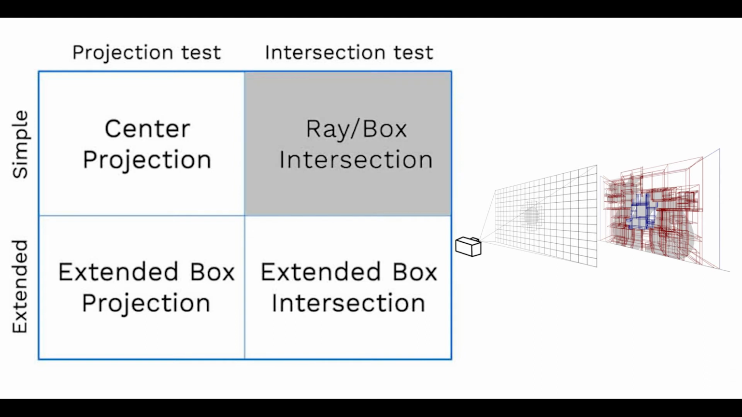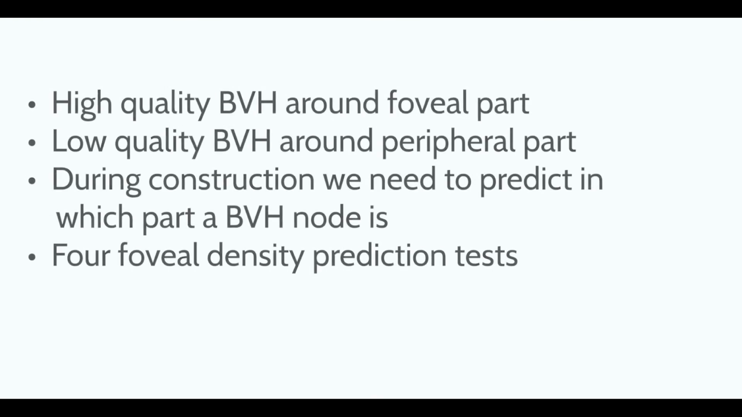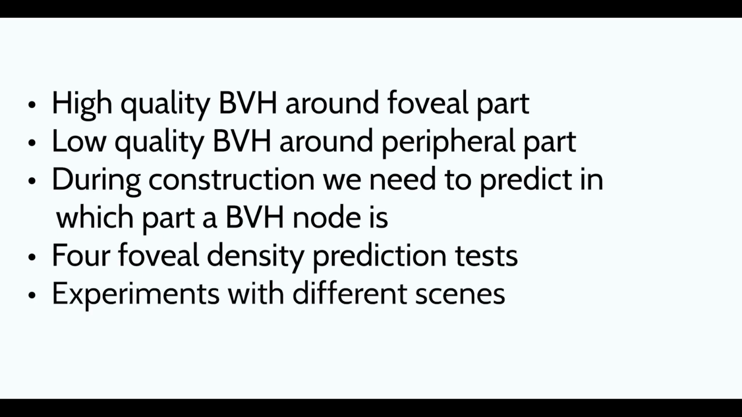For the simple intersection test, I trace a single ray through the center of the fovea, and if it has a hit with the BVH box, I would classify that box as being inside the foveal region, and else not. The extended box intersection test traces 32 rays spread randomly throughout the foveal region and tests if there is any hit with the box at all. Based on the outcome of this test, we split the box using a high quality if we predict that the box is lying inside the foveal region, and with a low quality if we think that the box lies in the peripheral region. Which of these so-called foveal density prediction tests perform the best depends on the scene.